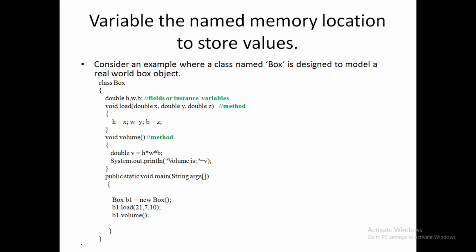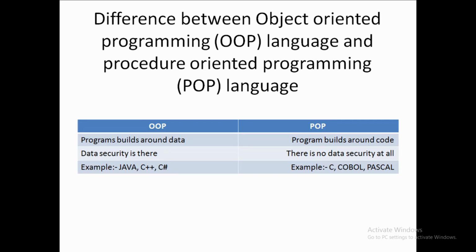Please write this program into the BlueJ environment, compile it and run it to see what its output is and to grasp the basic ideas. In this slide I have discussed the difference between two programming paradigms, namely OOP, abbreviation for object oriented programming, and POP, abbreviation for procedure oriented programming.